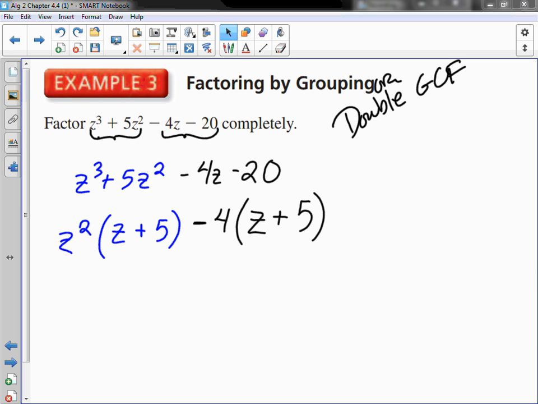If you take negative 4 out of negative 4z, why would you have positive? A negative and negative make a positive. But now you're left with z. That's 1z. What's negative 4 times z?